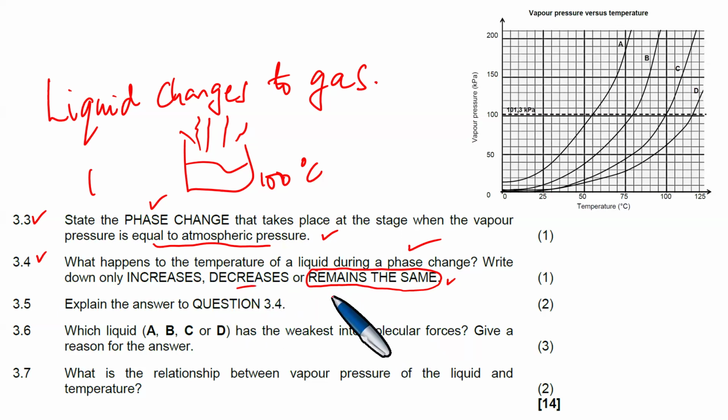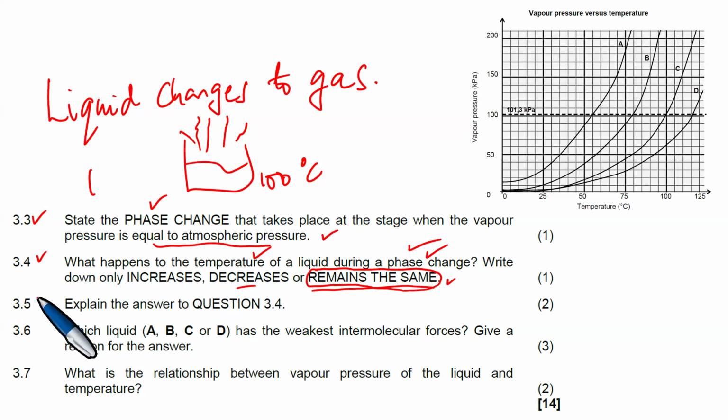But the examiner is trying to trick you, because remember, what happens to the temperature of a liquid during a phase change? This phase change is happening inside the pot. It's not happening in the air where the air is cold. It's happening inside the pot. Inside the pot, the temperature is the same. So the answer is, the phase change happens inside the pot, and the temperature is exactly the same there. We look at the next question.